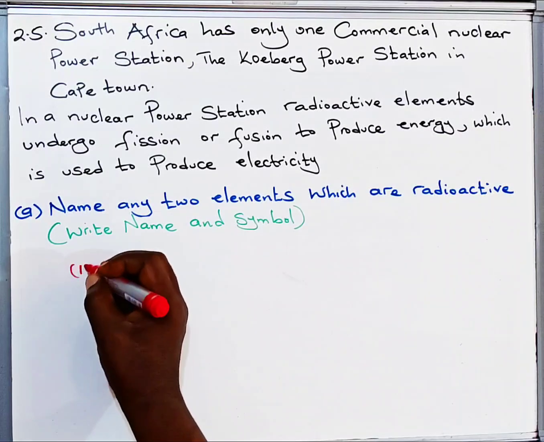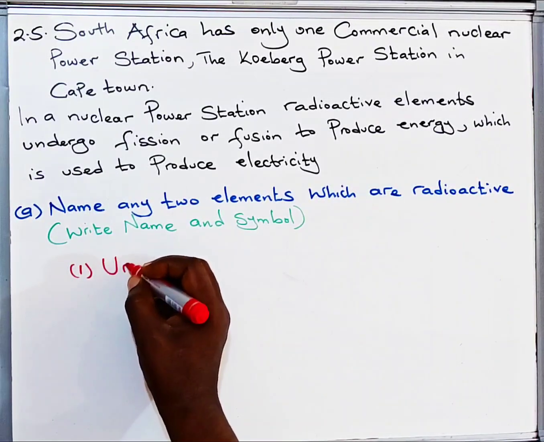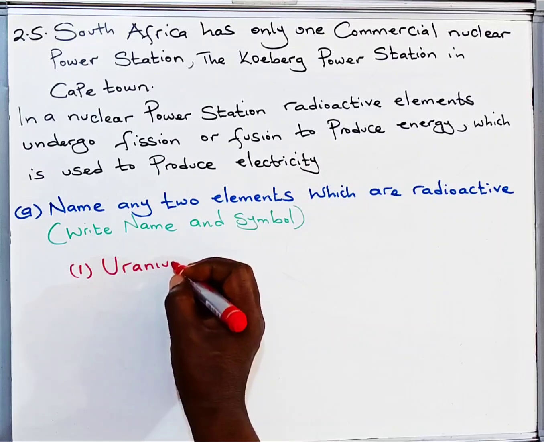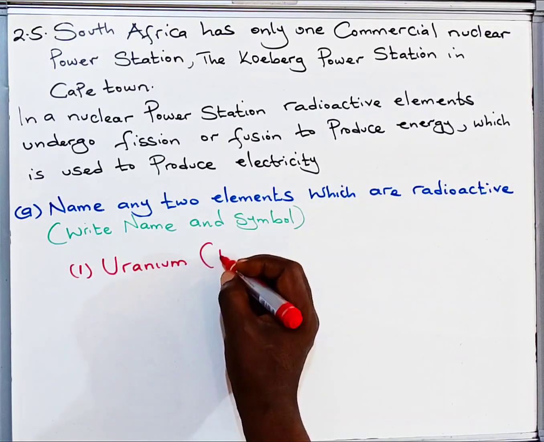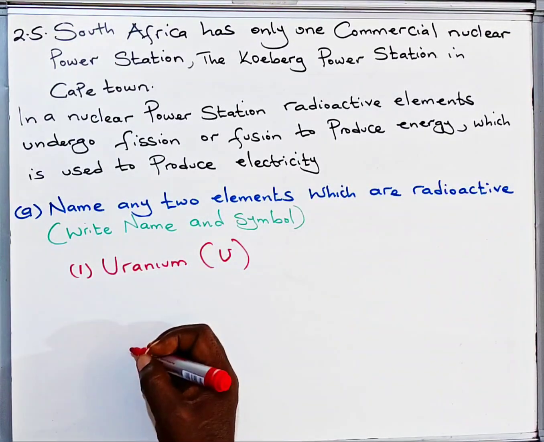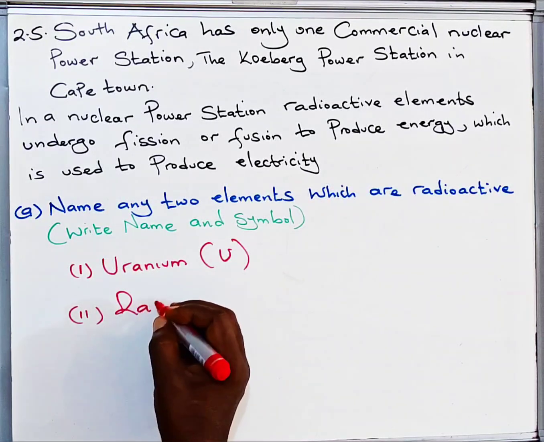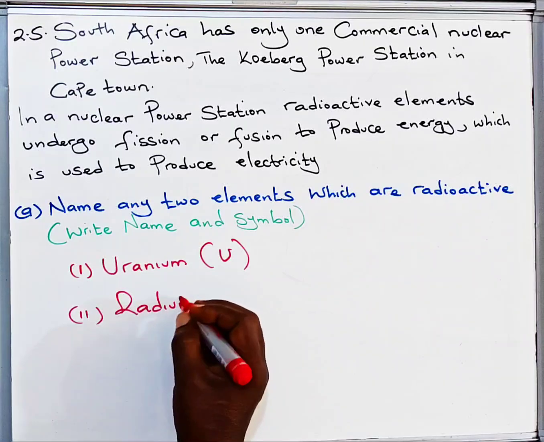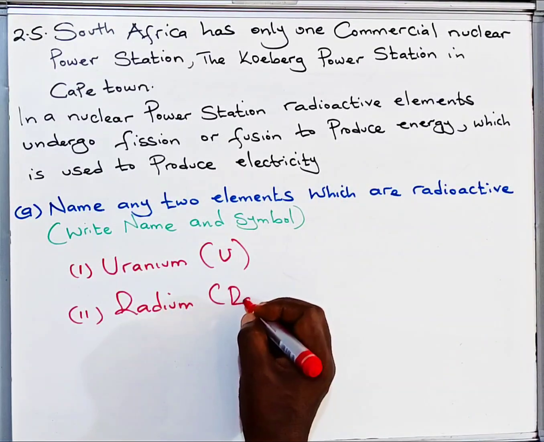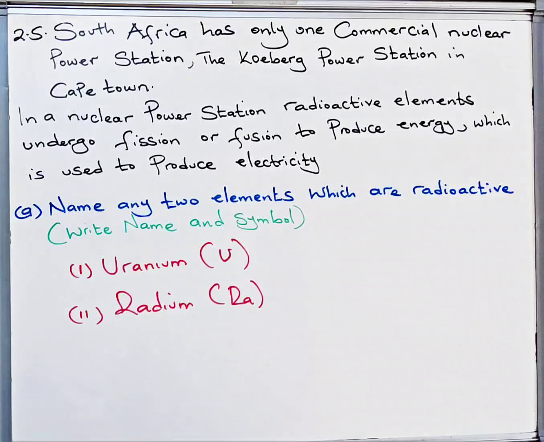The first one is uranium. Symbol is U. And the second one is radium, which is Ra. These are some of the few examples of radioactive elements which can be used in the nuclear reactors to produce electricity.